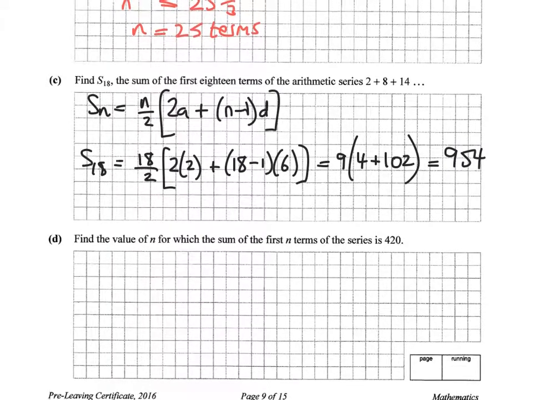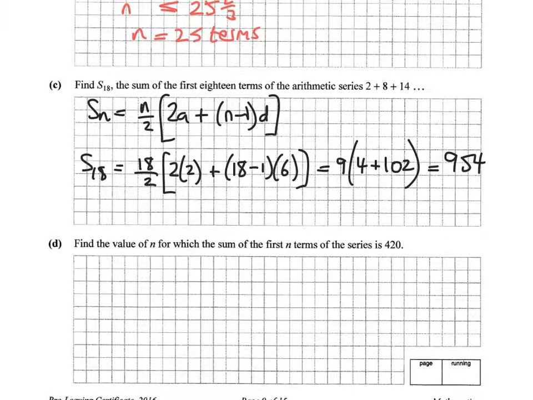And moving on to the last part, part D, find the value of n for when the sum of the first n terms is 420. So basically saying how many terms add up to make 420. That's basically what they're saying. Now we know that 18 terms add up to 954, whichever method you used. So it's going to be less than 18. So how many terms add up to make 420?